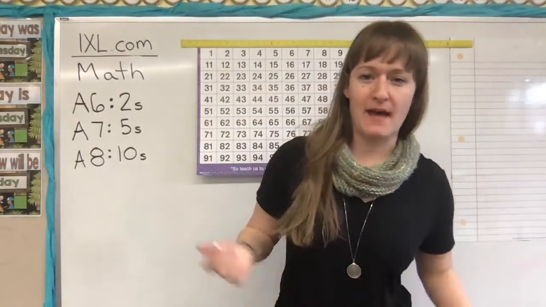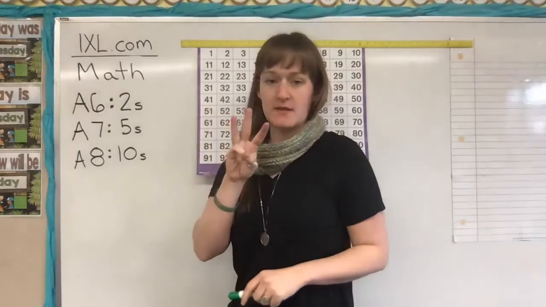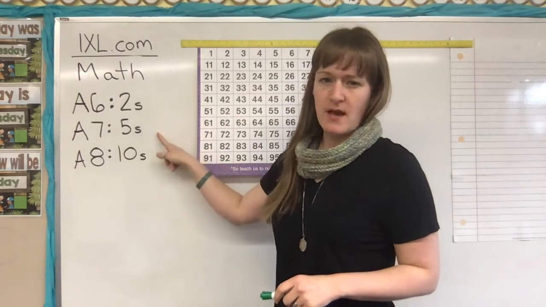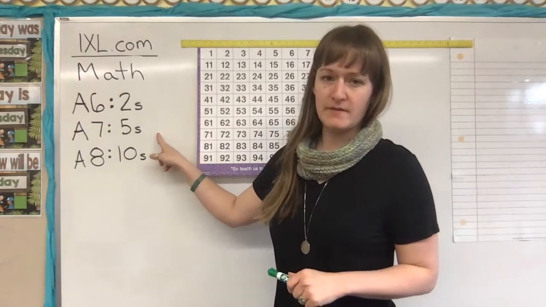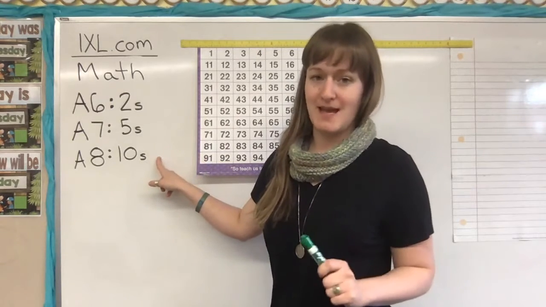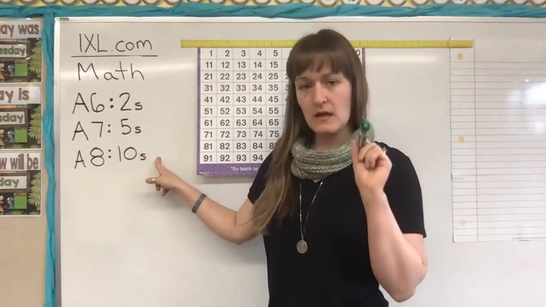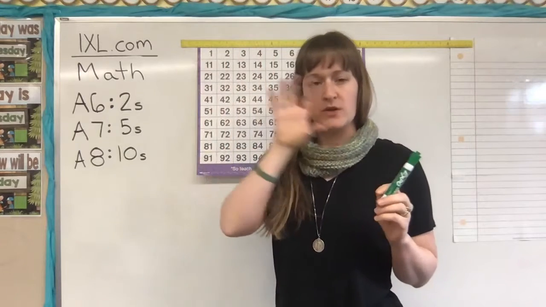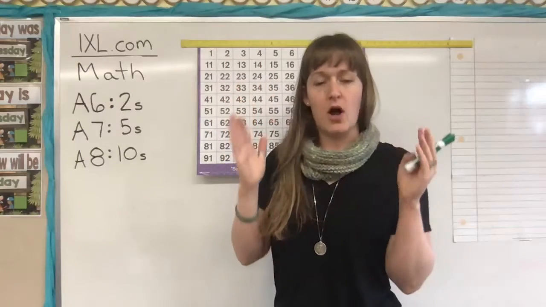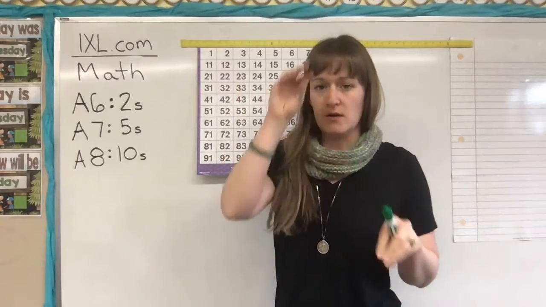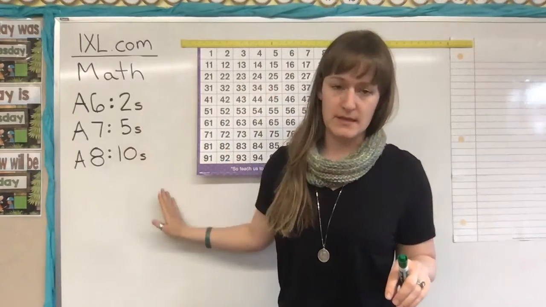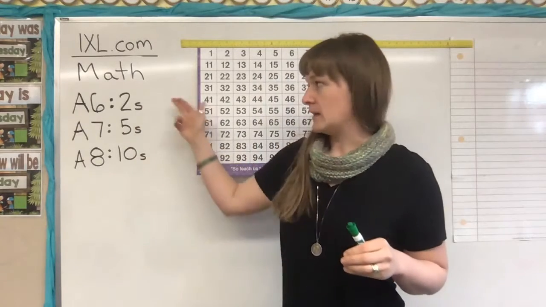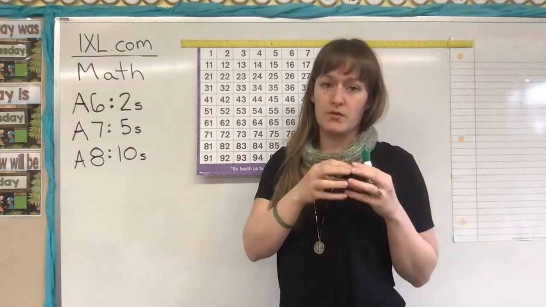Okay, here we go, IXL math again, but we're talking about 3 different standards in this video. We're talking about A6, which is skip counting by 2s, A7, which is skip counting by 5s, and A8, which is skip counting by 10s. So in the IXL problems, you will see just groups of items. When you just see groups of items, those are already grouped equally for you, because remember, we can't count by 2s, 5s, or 10s unless we know the groups are equal.